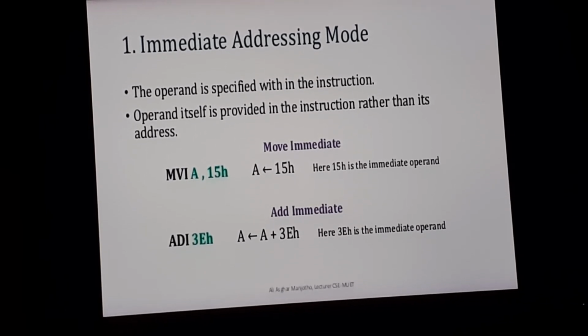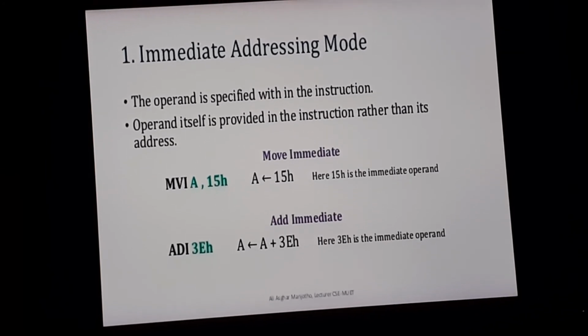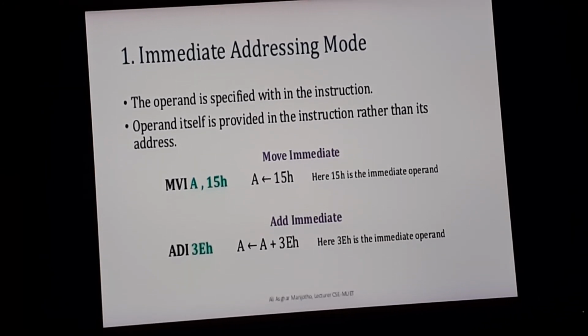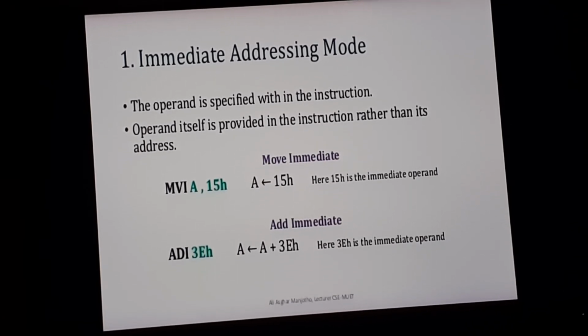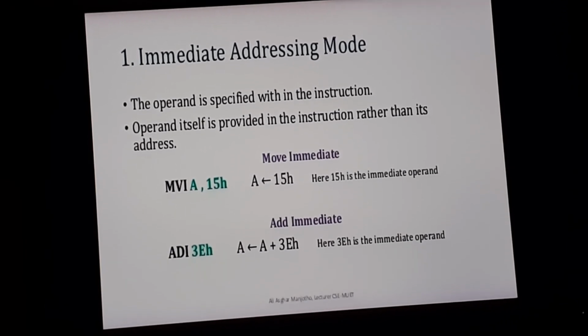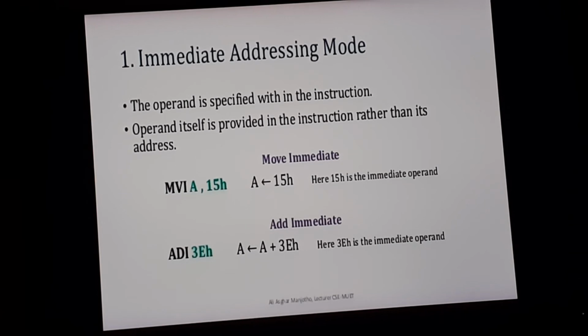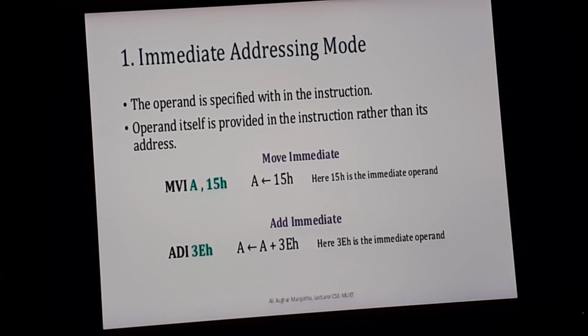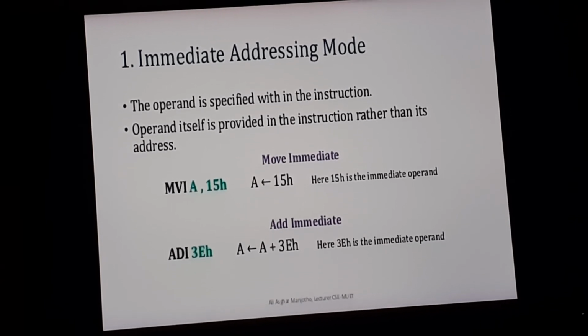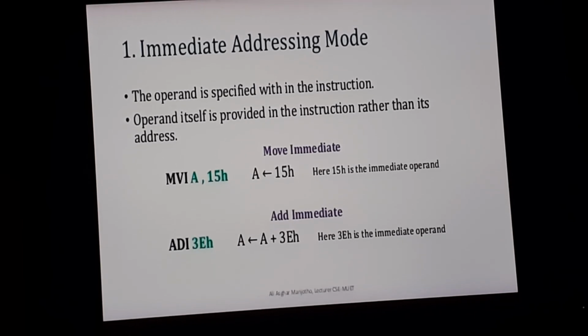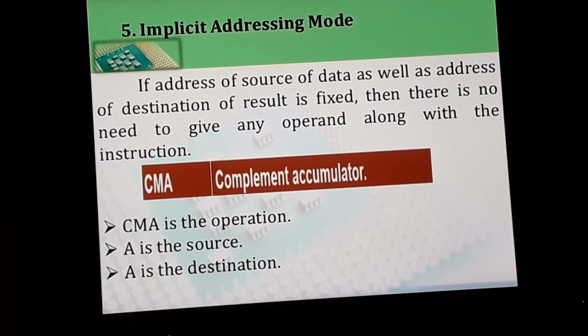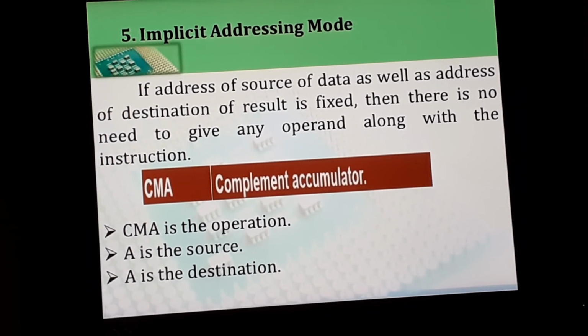Okay, so ADI 3EH. So what it does, this will add. AD stands for add, add immediate data. I always stands for immediate. So add immediate data 3EH into the accumulator. See here, I have written A and then an arrow, A plus 3E. So the accumulator's data will be added with the data that I have written with the instruction, that is 3EH, and the result of the addition of these two will be stored in the register A itself. Okay, so this was immediate addressing mode, and the last addressing mode that we have here is implicit addressing mode.